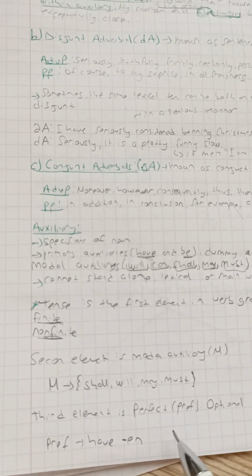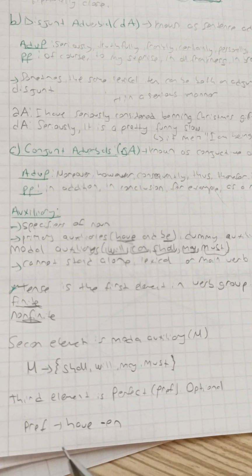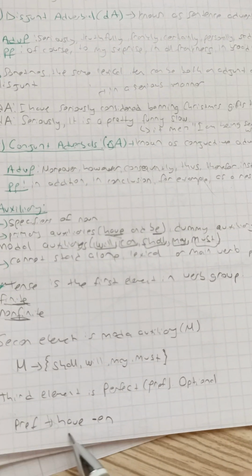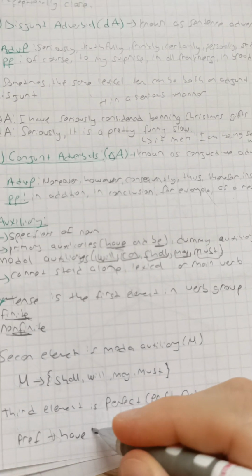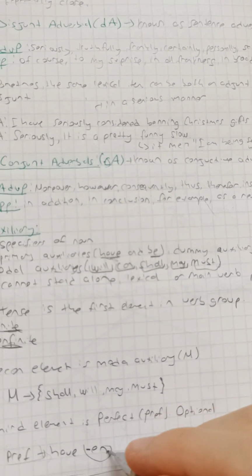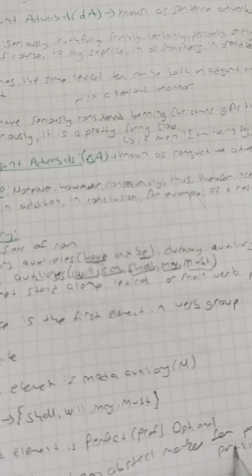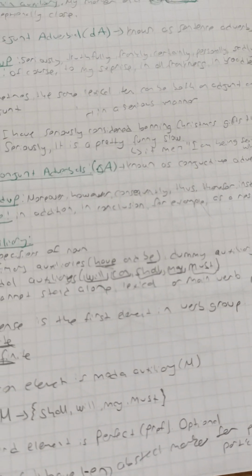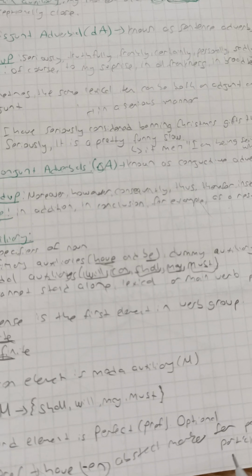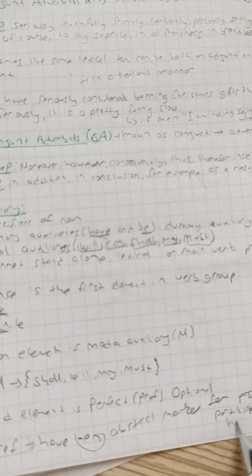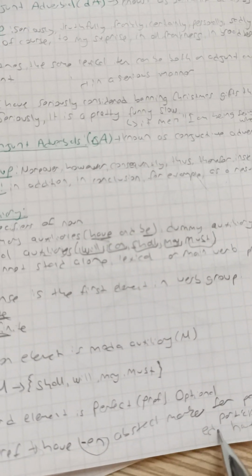We account for these sequences with the following phrase structure rule: perf is extended to have and n. This n is an abstract marker for past participle, en and ed, which will later be attached to the form following have, and so on.